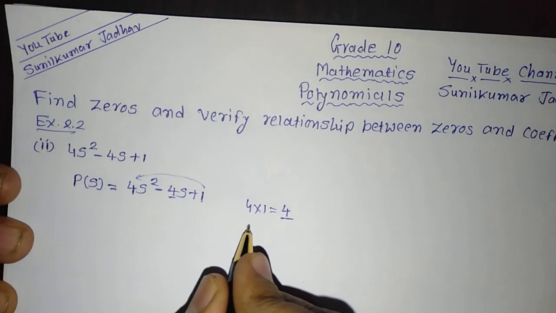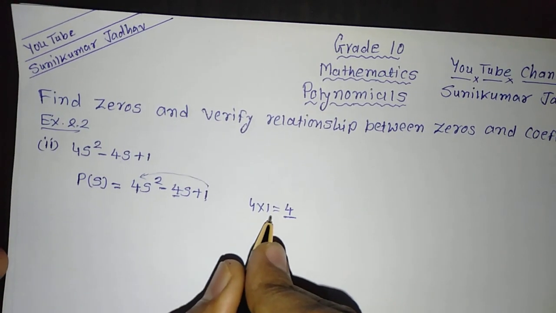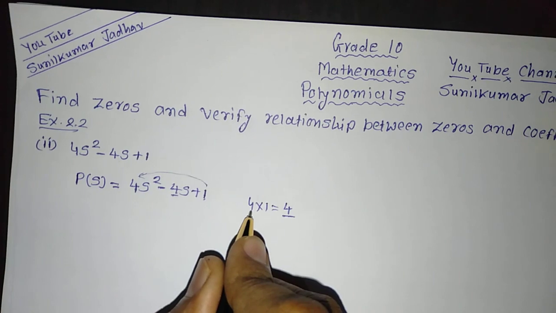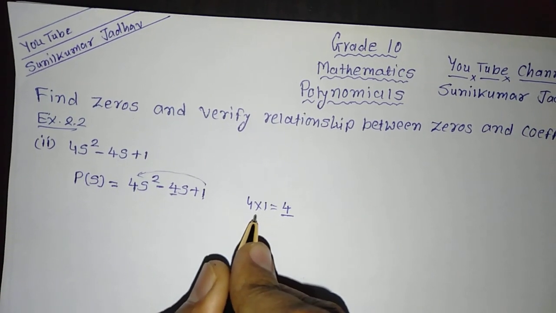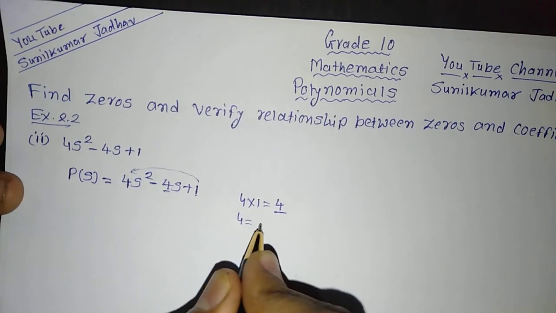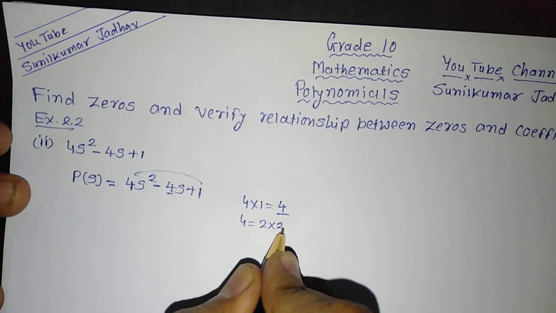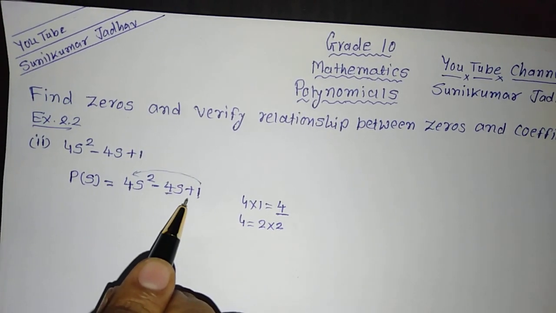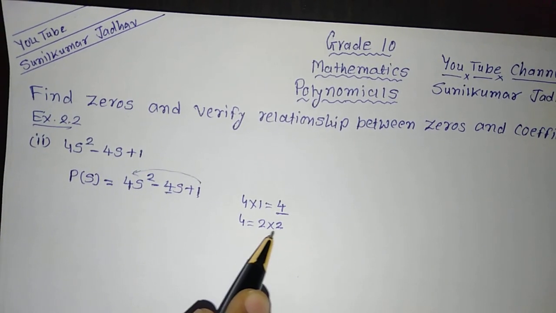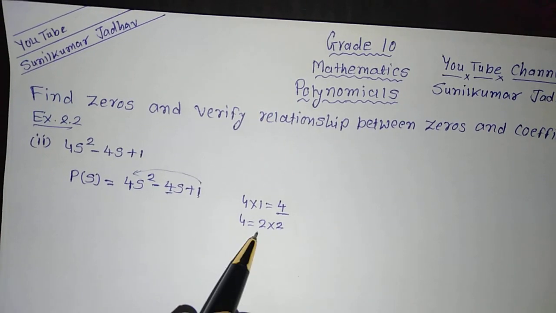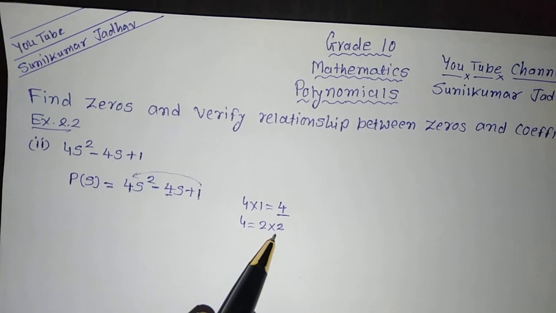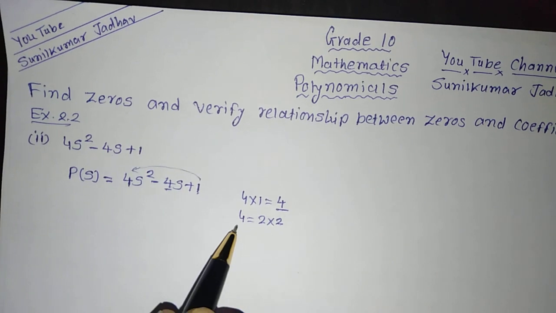So 4 has two factors, one is 4 into 1. But if we do the total of 4 and 1, it is 5. So this is not valid. 4 has the other factor, that is 2 twos are 4. Addition we have to do. It has two factors. 2 plus 2 is equal to 4. So these are the valid factors. That is 2 into 2 is equal to 4.